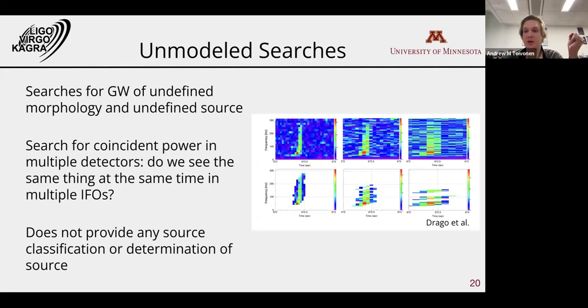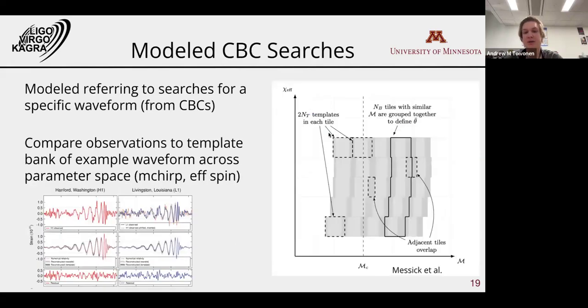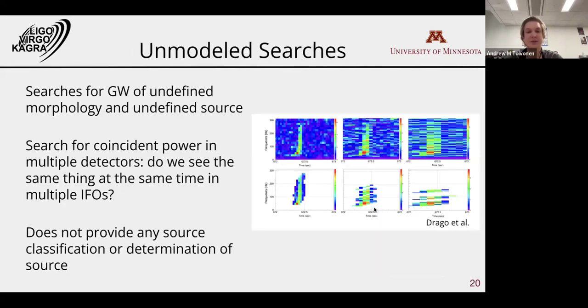It's expected that you could see gravitational waves from other types of sources besides CBCs, and we hope to do this in future generation detectors, like maybe supernova core collapse, etc. So we're just looking for anything that's out there. These can also see CBC events, but they don't provide any source classification or determination of the source, because they pretty much just say, okay, we saw this much coincident power at this time, and they don't have any way to say, oh, we found this, which would be a chirp mass and an effective spin.